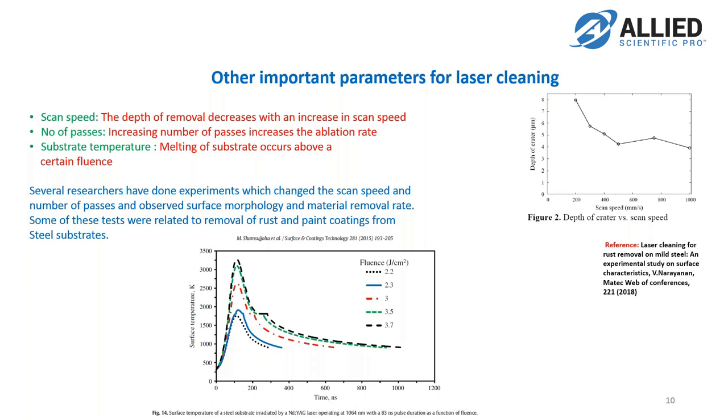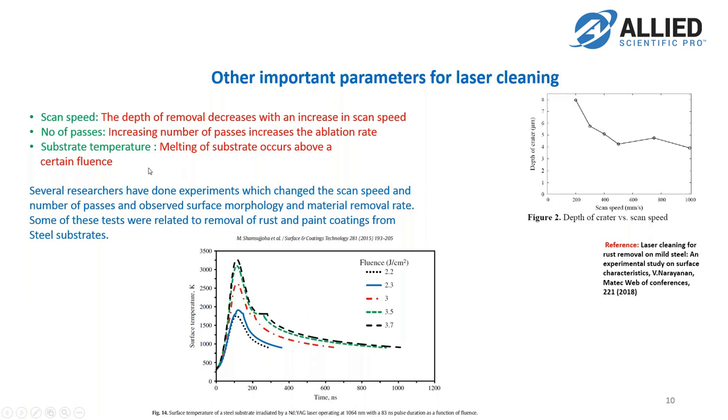One concern that some of the researchers have for steel substrates, and this work was done by a few researchers whose names I've mentioned here, is that you don't want to melt the steel substrate once you clean it. In one paper, they found that above a certain fluence, which is energy per centimeter squared, there is no melting, and the temperature increases to about 1500, 1700 Kelvin, and then returns to normal, or room temperature rather, very rapidly. But above a certain fluence, the steel starts to melt and the temperature rises very rapidly to more than 3000 Kelvin. And then it takes longer for it to come back to normal.